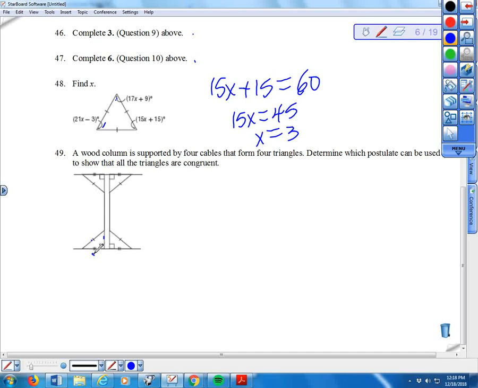Okay? So my hint here, when I see triangles that have a right angle, hypotenuse leg, this is where you would use hypotenuse leg. As long as it's a right angle and the legs are congruent, one leg is all you need. This is the hypotenuse leg theorem. Okay, so that's the reason those 4 triangles are congruent.